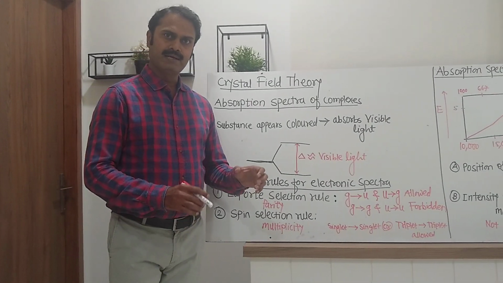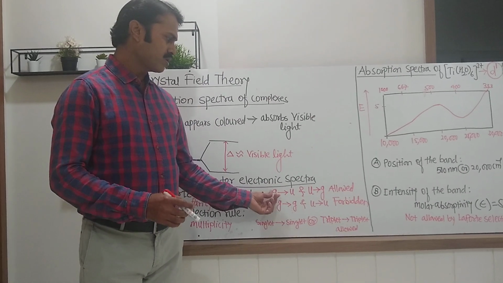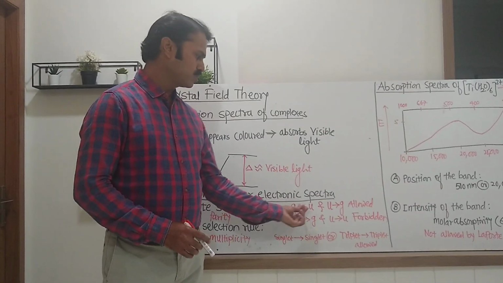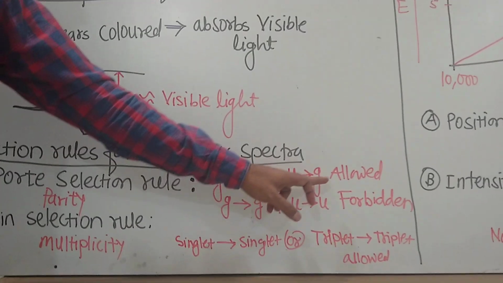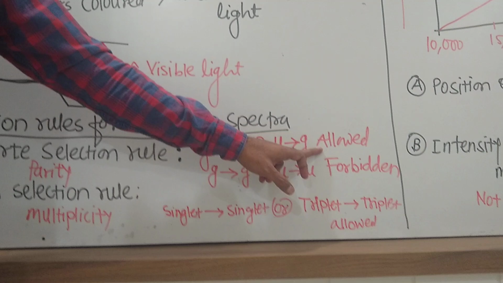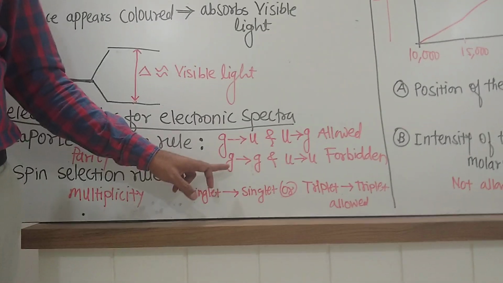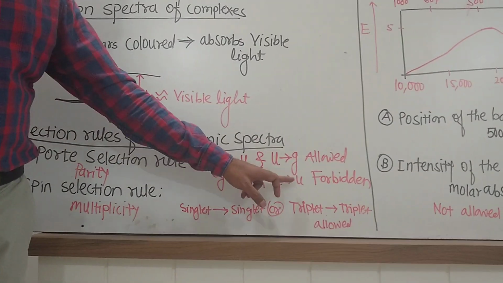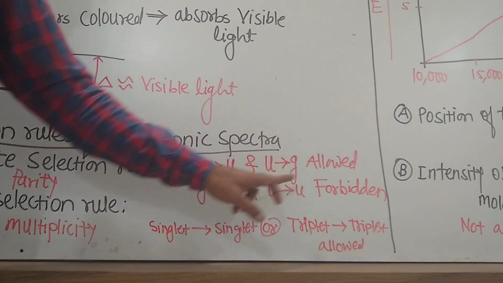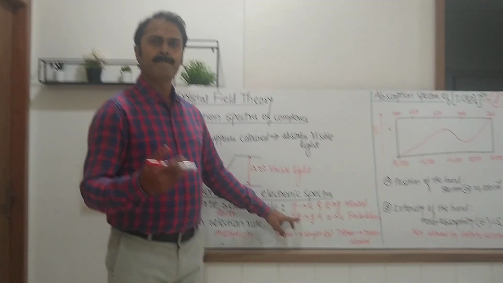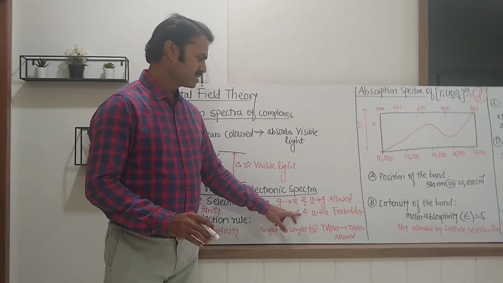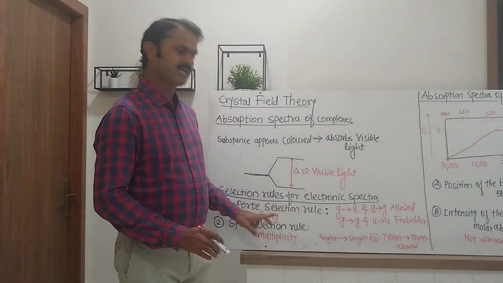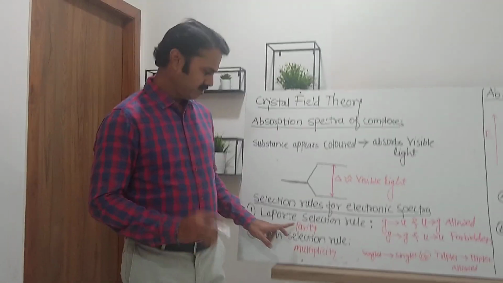It means that if an electron is excited from g to u orbital or u to g orbital, such electronic transitions are allowed. But if an electron is excited from g to g or u to u, such electronic transition is forbidden. In these electronic transitions, parity, meaning symmetry of the orbital, is not changed. Therefore, such electronic transitions are forbidden according to the Laporte selection rule.